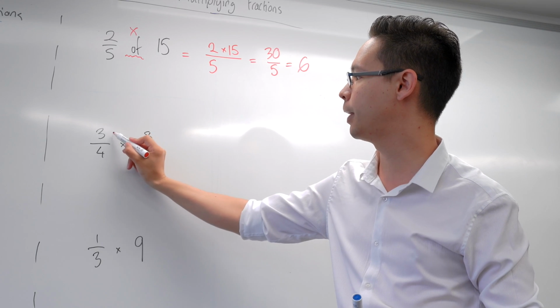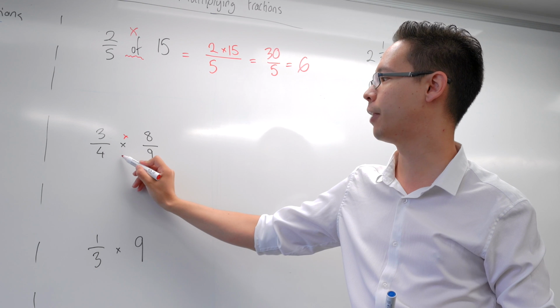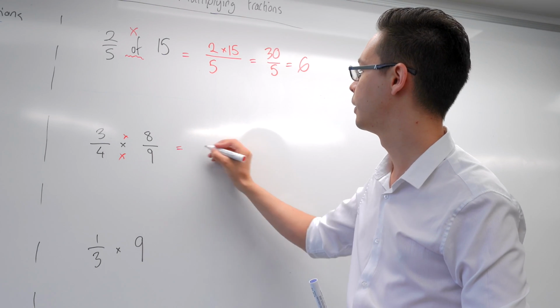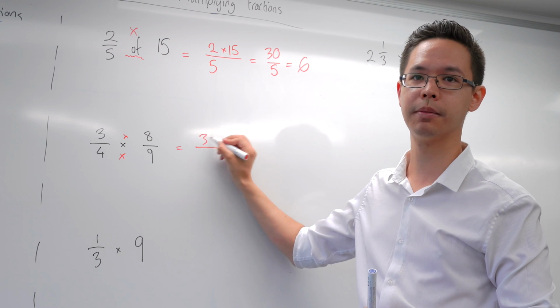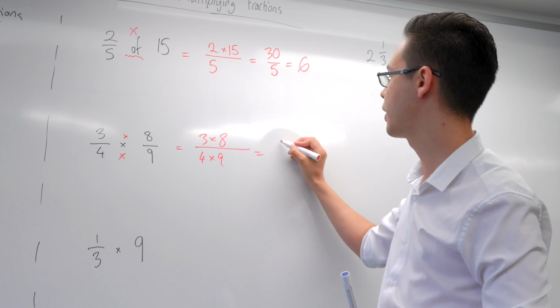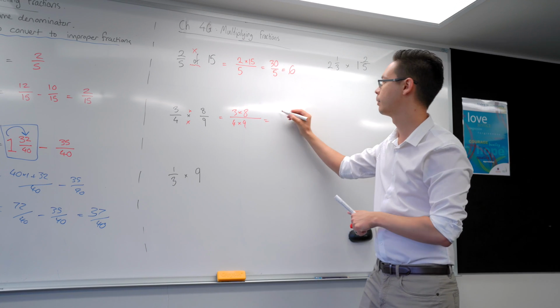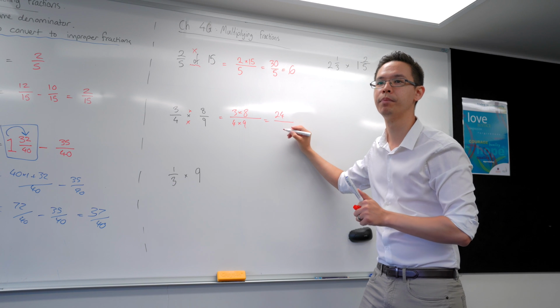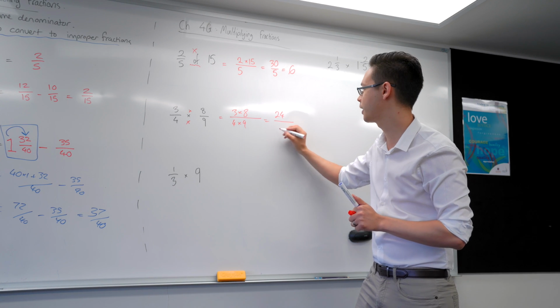Now, if I've got 2 fractions multiplied into each other, I don't need to convert anything. It's basically going to be 3 times 8 divided by 4 times 9. That's basically how it happens. Let me just write it up first. 3 times 8 gives me 24. 4 times 9 gives me 36.